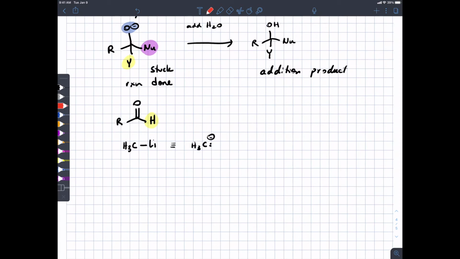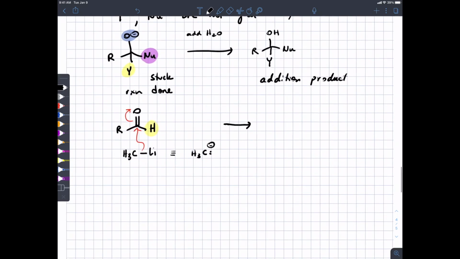The negatively charged carbon attacks the carbonyl carbon to create the tetrahedral intermediate. Of course, based on our consideration of the nucleophile attacks, that negatively charged carbon should be strong enough to attack directly. No acid catalysis needed. Our tetrahedral intermediate looks like this. The nucleophile was the methyl group. The leaving group is H minus.